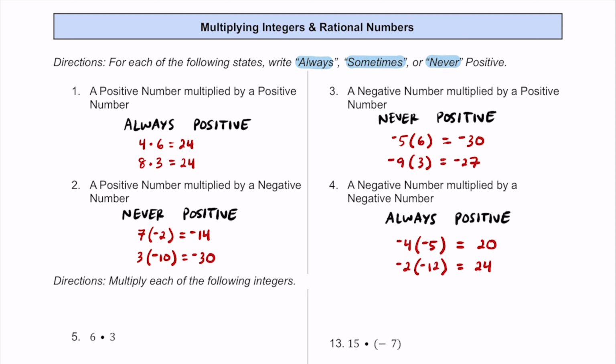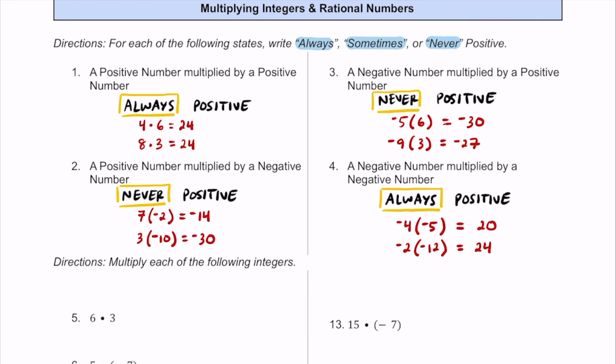So unlike adding and subtracting integers, when we're multiplying and dividing, we're either always going to be positive when we are multiplying a positive and a positive, or a negative and a negative, or we are never positive, or we can say we're negative. It's never going to be in that middle where we have sometimes, okay? It's always going to be always positive or never positive when we're multiplying integers or rational numbers. All right, let's try some practice problems together here.